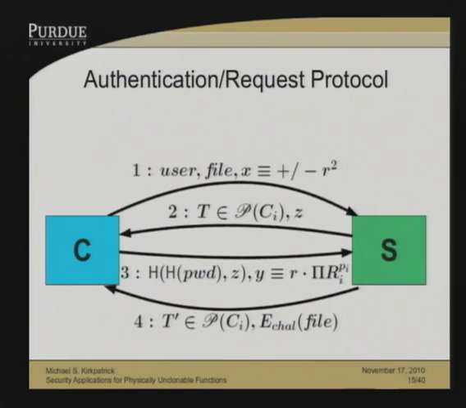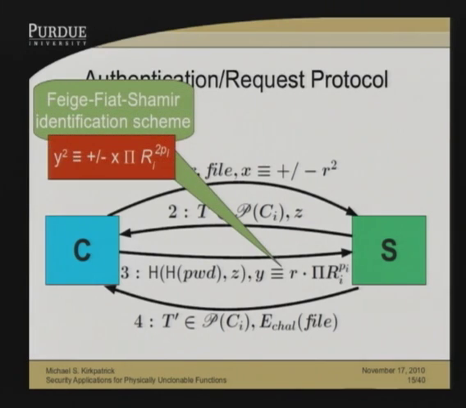And then if we look at the authentication and access request protocol, in the formal version, really what we specify is that the client just has to do a zero-knowledge proof of knowledge of the PUF. But in practice, what we've done is we've implemented the Feige-Fiat-Shamir scheme, which is a zero-knowledge proof of knowledge, so it fits the formal criteria that we've been aiming at.